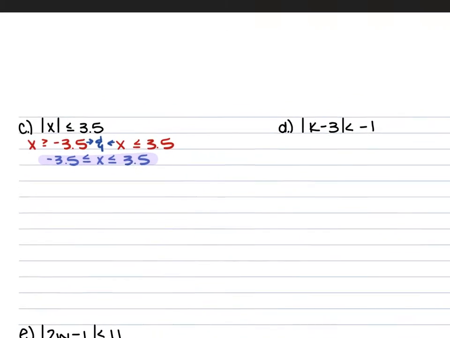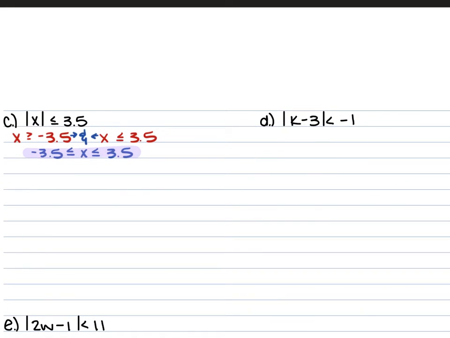For example D, we have the absolute value of k minus 3 is less than negative 1. So again, ask yourself, the absolute value of anything is a positive number. Is a positive number ever going to be less than negative 1? No, it's not. So this is no solution.